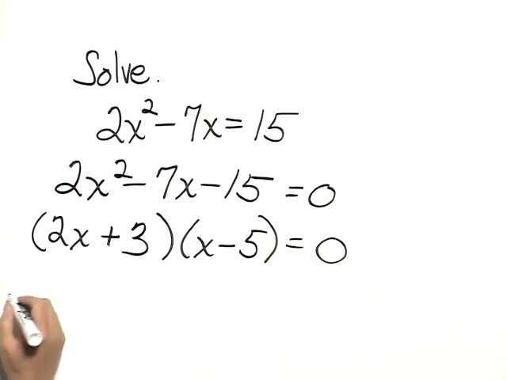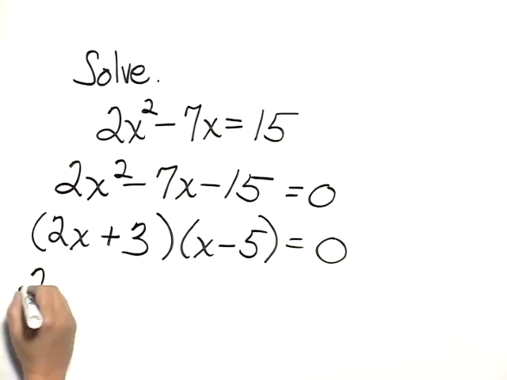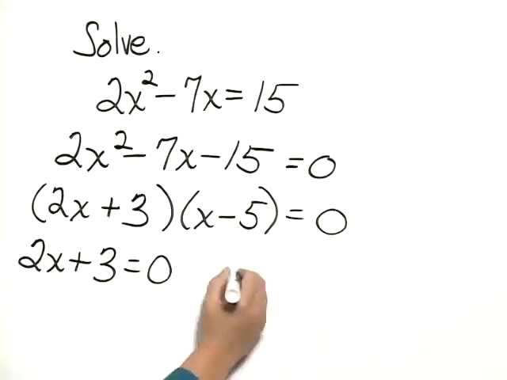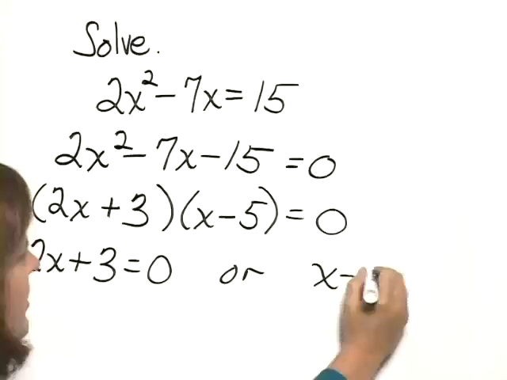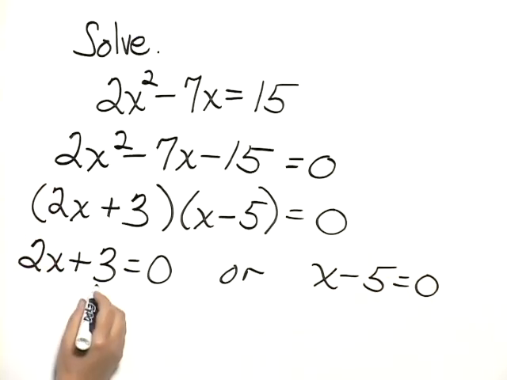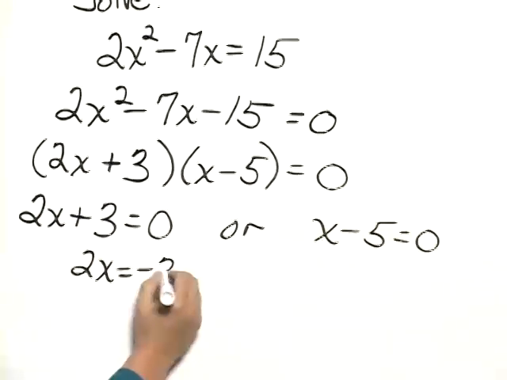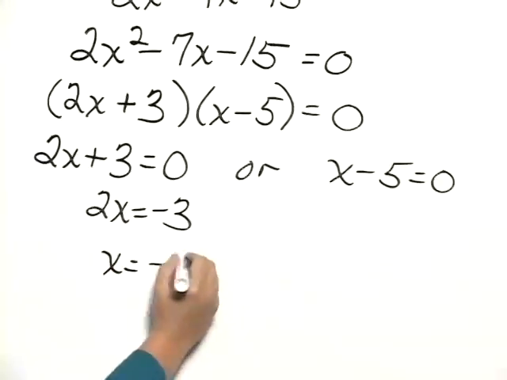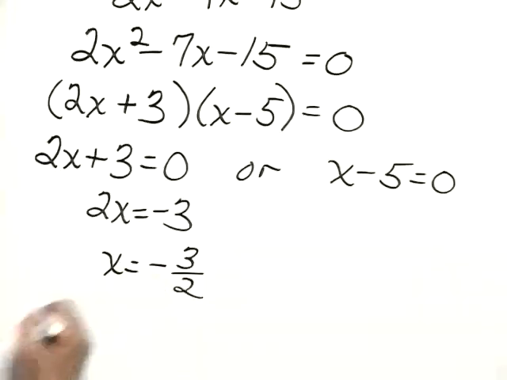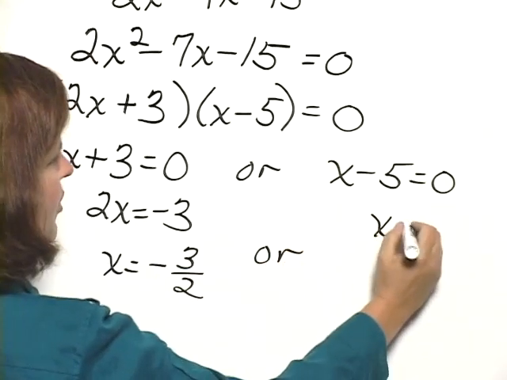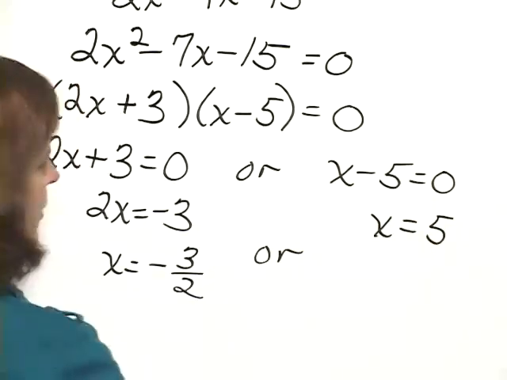Once this is factored, we use the principle of zero products and set each factor equal to 0. 2x plus 3 equals 0, or x minus 5 equals 0. And now we solve for x. Here we subtract 3 from both sides, and we have 2x equals -3. And then we divide both sides by 2, and we have x equals -3/2. Or, adding 5 to both sides, we have x equals 5.